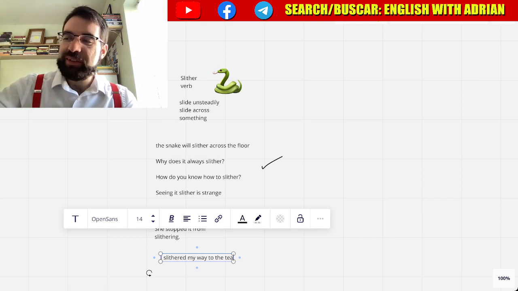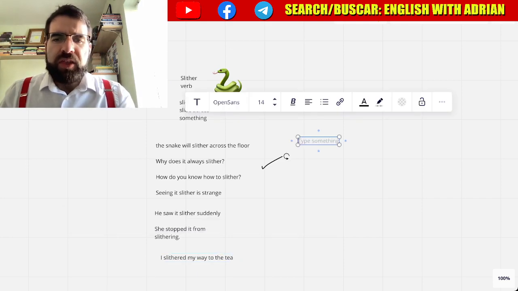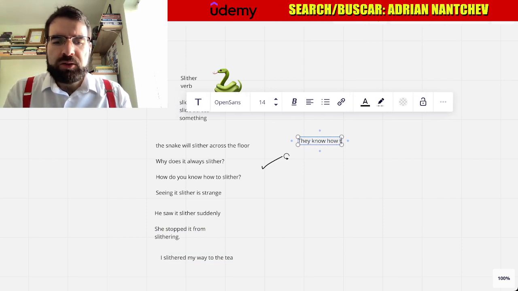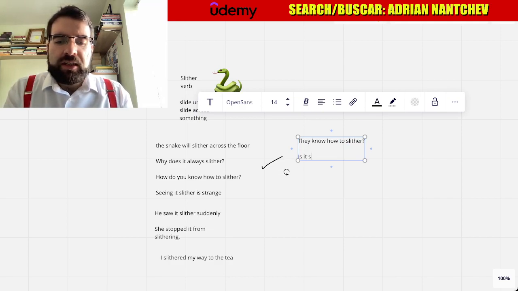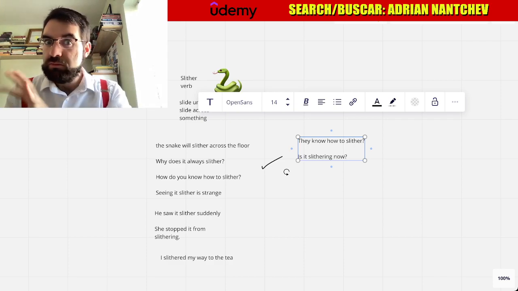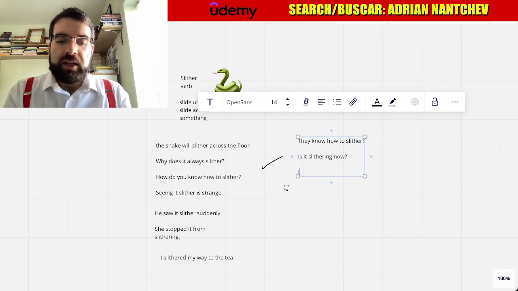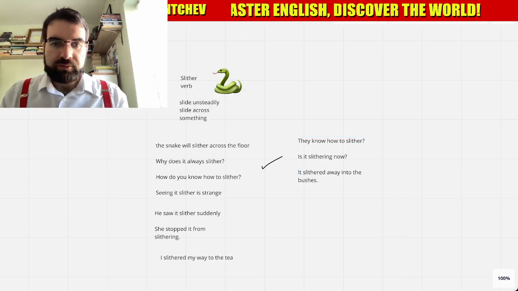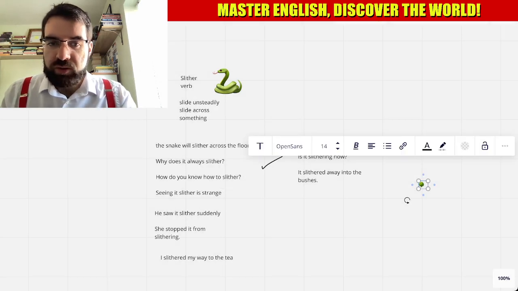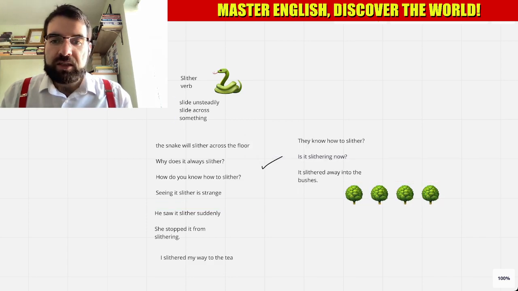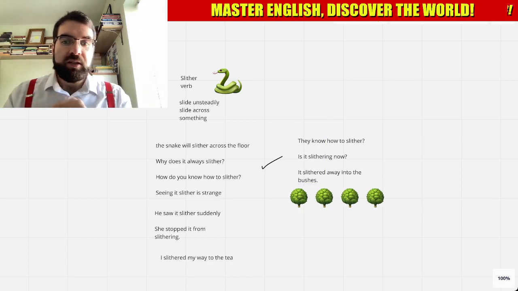How cool is that? They know how to slither. Is it slithering now? It is slithering now. It slithered away into the bushes. Okay. Forest maybe? Into the bushes, into the trees. It slithered away into the forest, into the trees. Yeah. Out of sight.